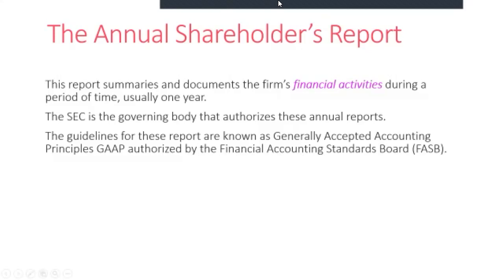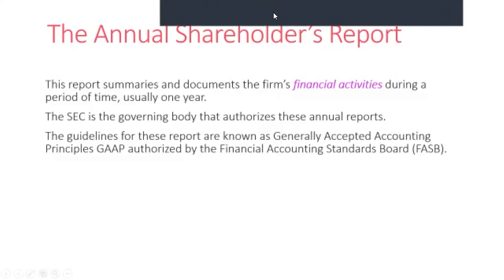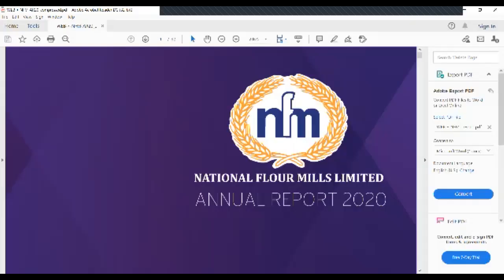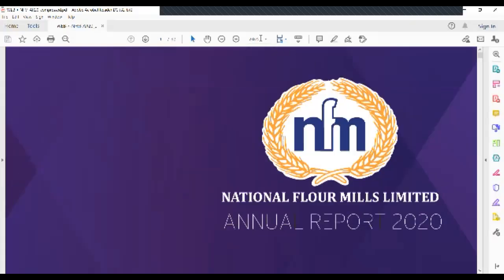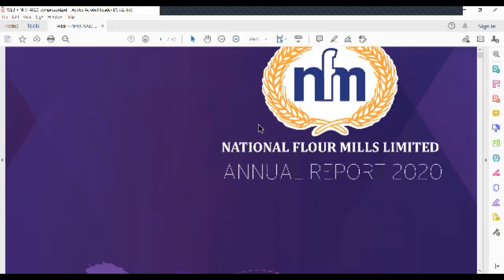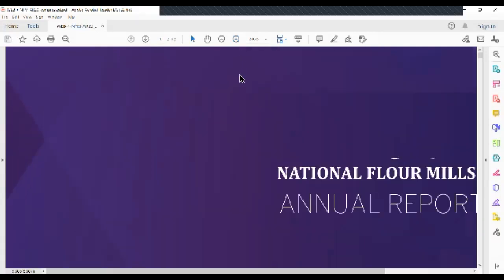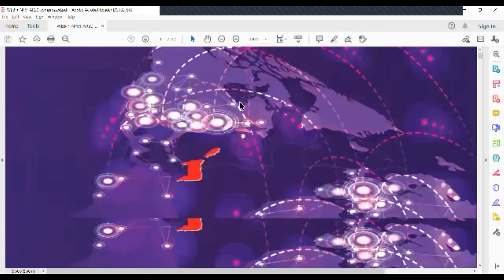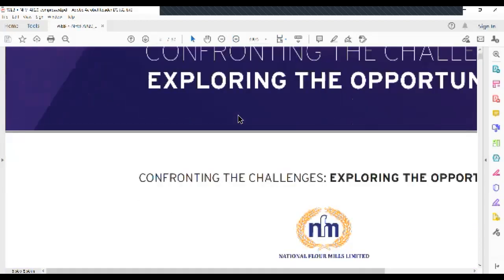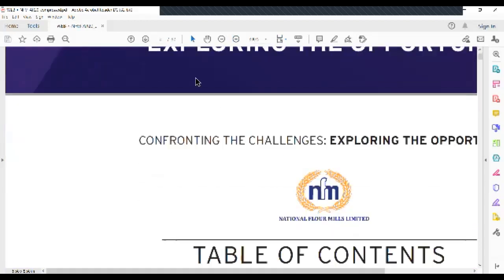So let's look at an annual report. We'll see the content of an annual report. Let's look at NFM, National Flour Mills Annual Report 2020. So this is very current. Lovely cover page. It starts off with a cover page telling us what it is about.